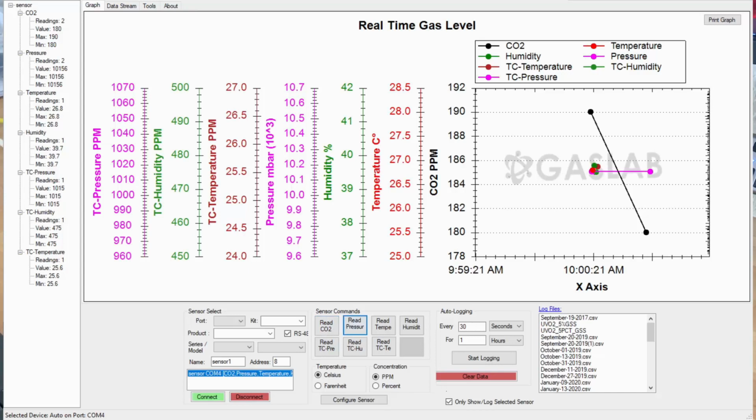Now we're going to connect another sensor to it. Again, we're on COM 4, again, we're RS485, and again, we are with an EC-MX series sensor. And this guy is going to be the diffusion one, and he happens to be on address 6. So we hook him up, and here we go.